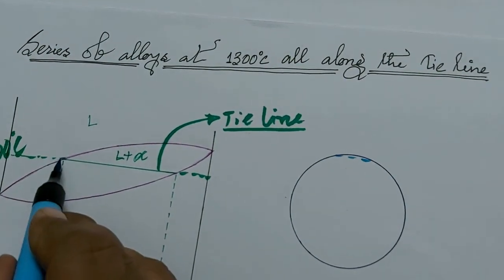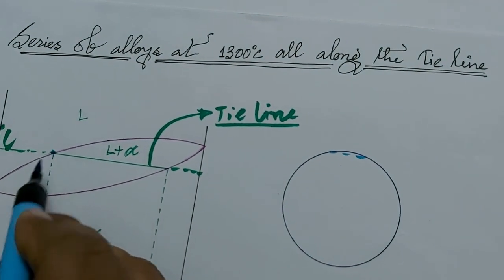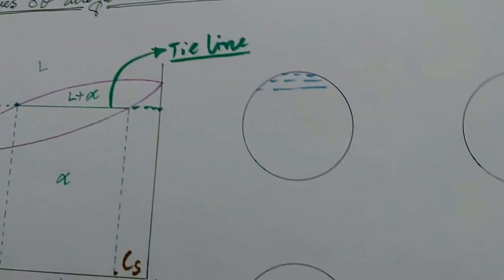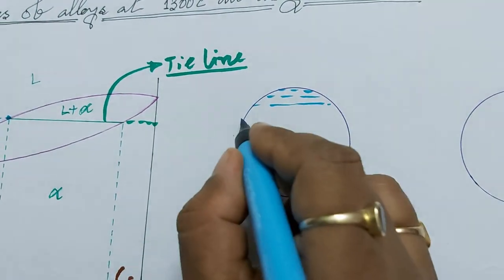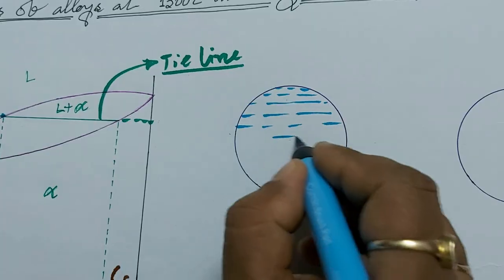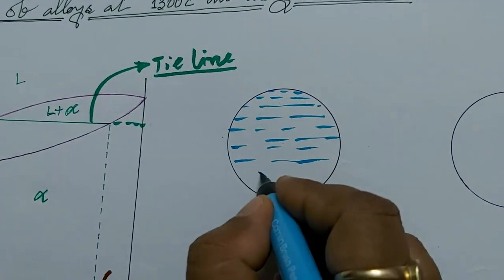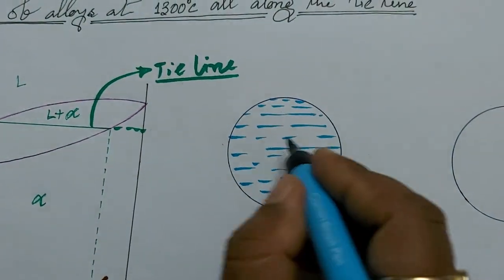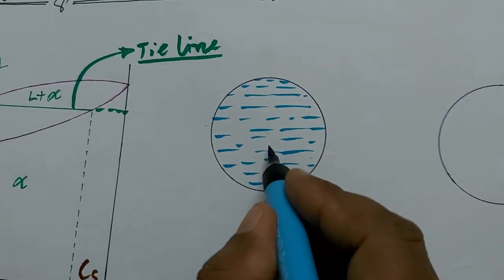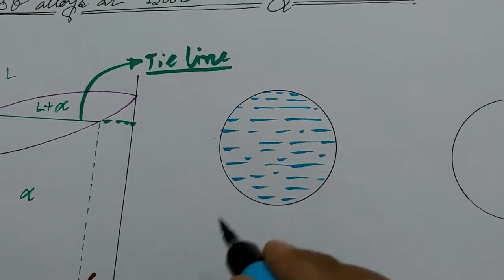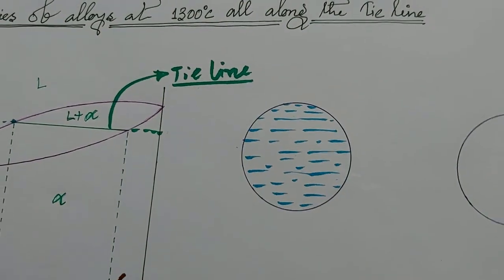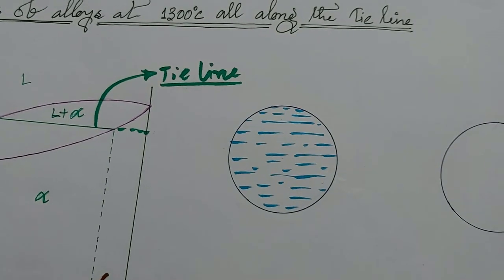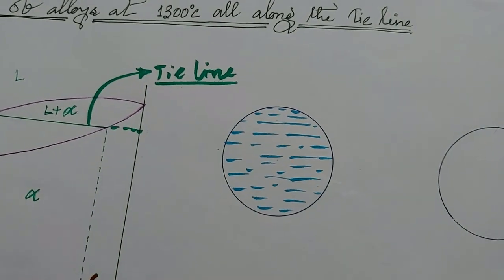So we know at this point we have only liquid phase. So for this liquid phase, the microstructure will be like this, where we have all liquid phase. This one is for Cl.